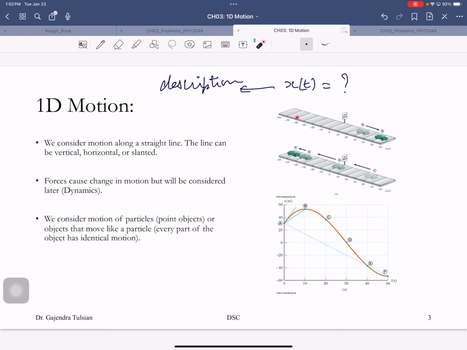So describing this motion, the most useful form for us is giving the position as a function of time. But you also know that once you have that, you can also draw it as a graph. But again, this is the most useful form for us.